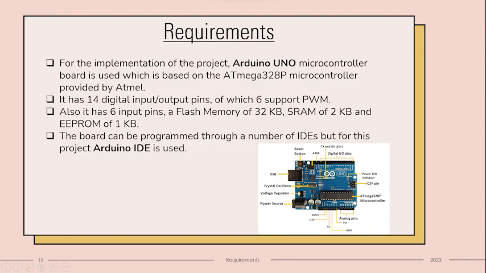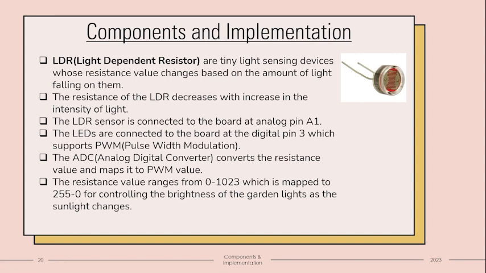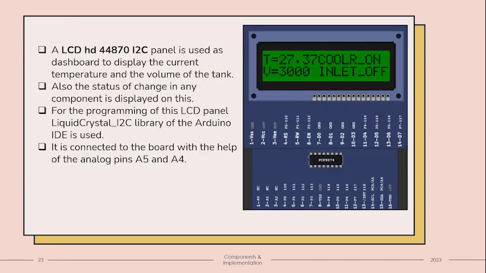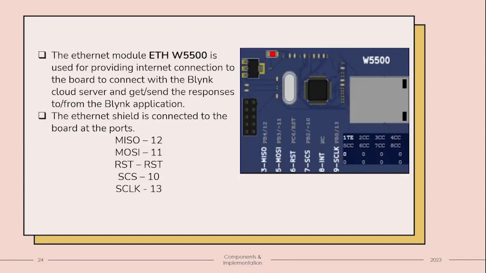The components we used in this project are: for the temperature system, the LDR, a light dependent resistor, along with pulse width modulation, and a serial remote tank for the water control, and an LCD to display the level of the temperature and the volume of the water, and Ethernet. These are the requirements we use in this project.